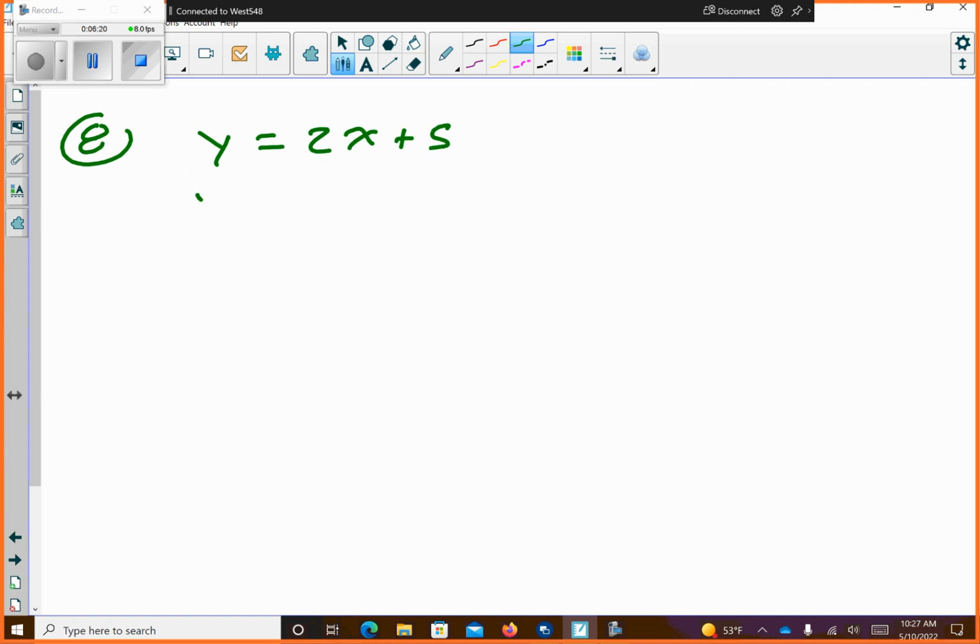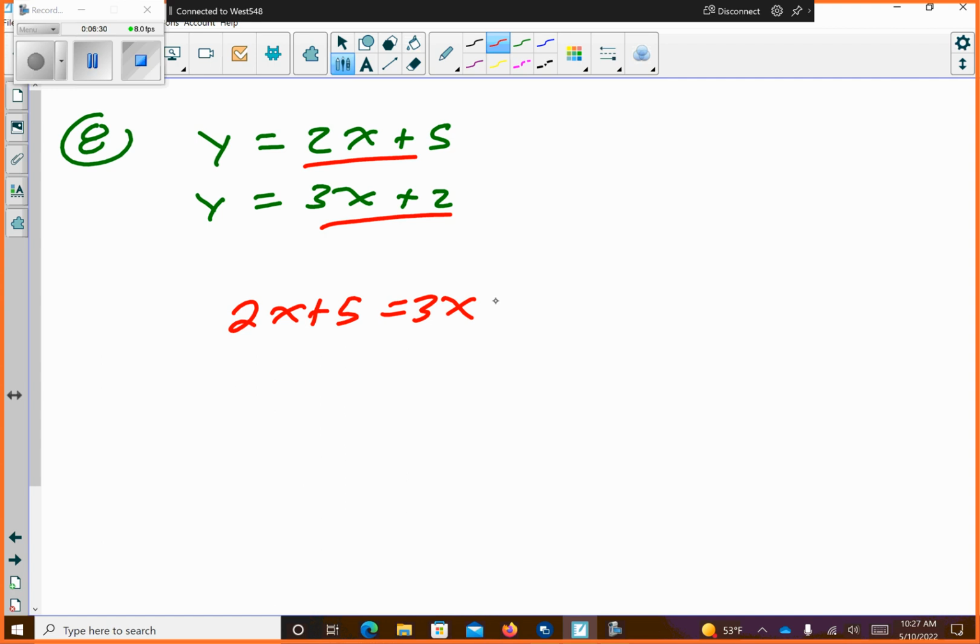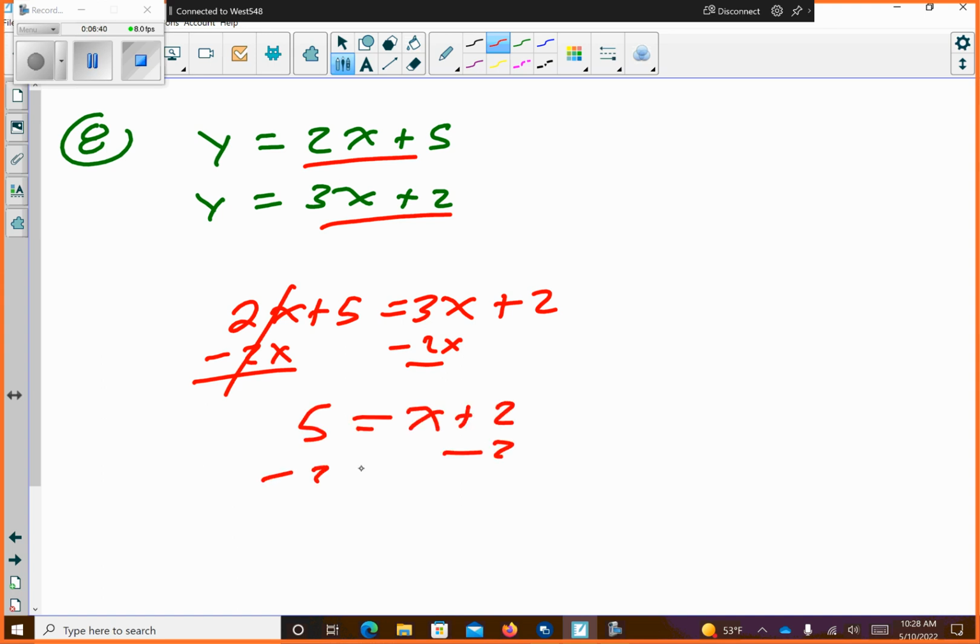Okay, they want you to do this one as elimination. I honestly would do this one as substitution, where I'm going to set those equal to each other. I'm not going to know whether you use substitution or elimination on the test. So from here, I'm going to subtract 2x. Those cancel, so I get 5 equals x plus 2. Subtract 2, so I get x is equal to 3.